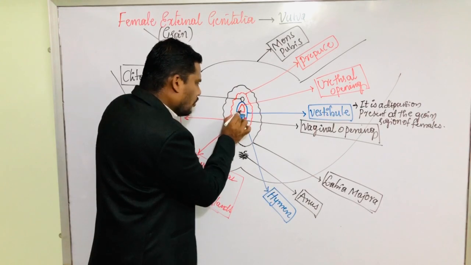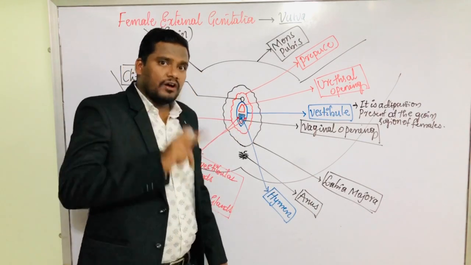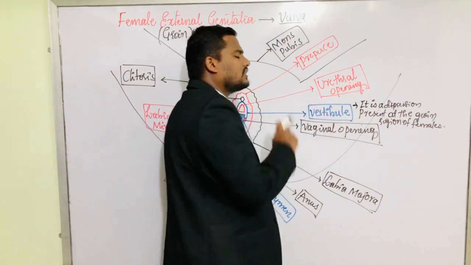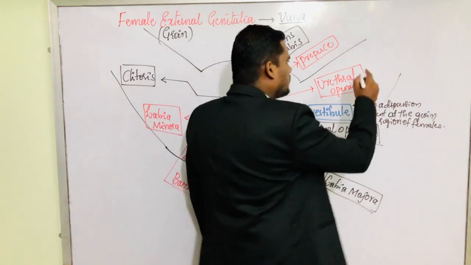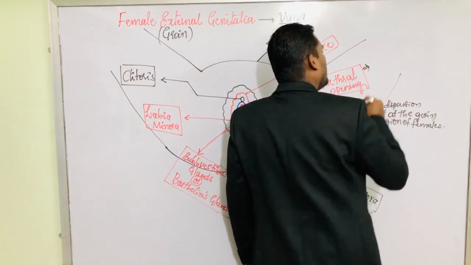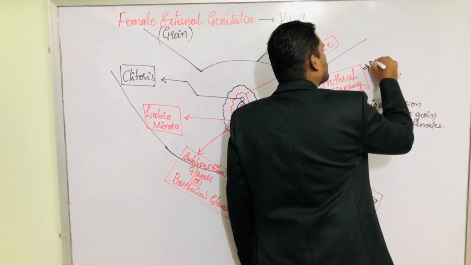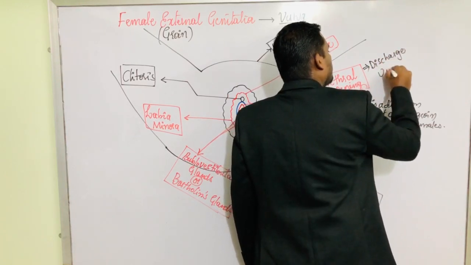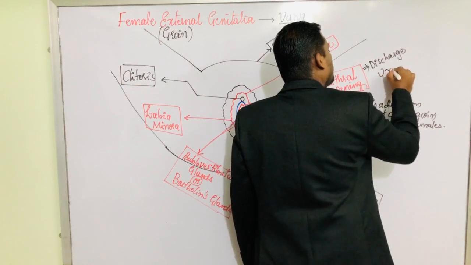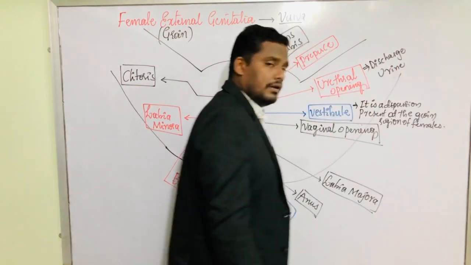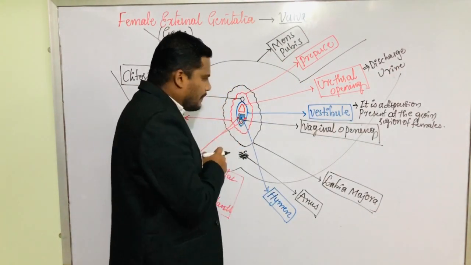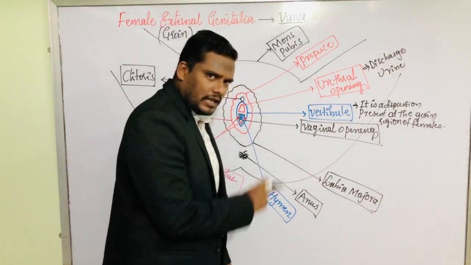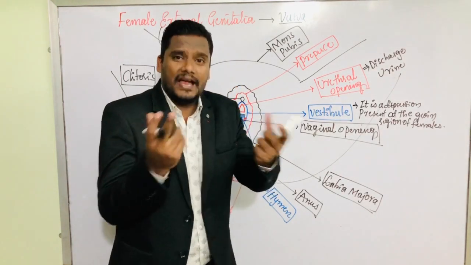Then the upper opening of the vestibule is called the urethral opening. The urethral opening's main job is to discharge urine. Whereas the lower opening of the vestibule is called the vaginal opening.